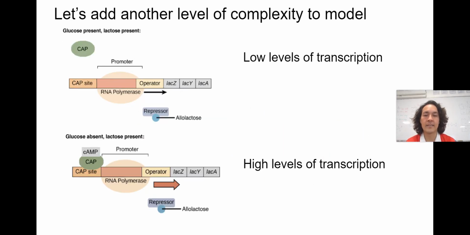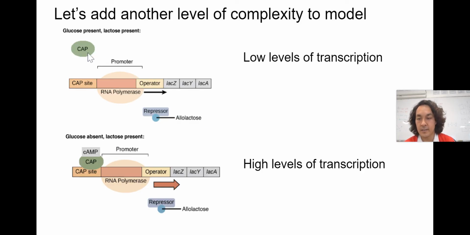Let's add another level of complexity to the model. Here is a protein called CAP, catabolite activator protein, and it's going to be activated by cAMP, which is going to be activated when there's really low levels of glucose in the cell. Glucose is a monosaccharide, whereas lactose is a disaccharide. So glucose is already broken down one level, so it's easier for the cell to use. So the cell would rather process glucose instead of lactose.